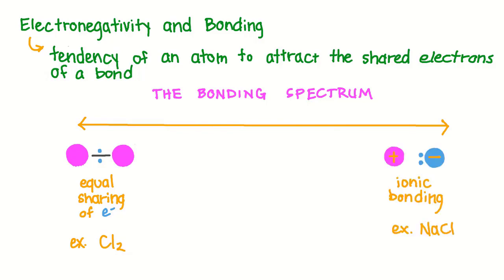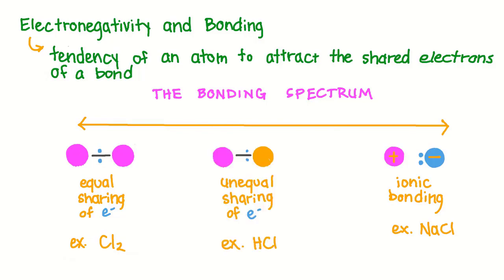And on the other end of the spectrum, we have ionic bonding, like we see in sodium chloride. Here, the difference in electronegativity is so large that the electrons are no longer shared between the two atoms. Instead, the more electronegative atom is attracting those electrons so strongly that it's a negatively charged ion, and the less electronegative atom has become a positively charged ion.